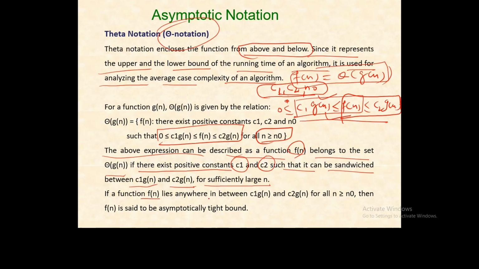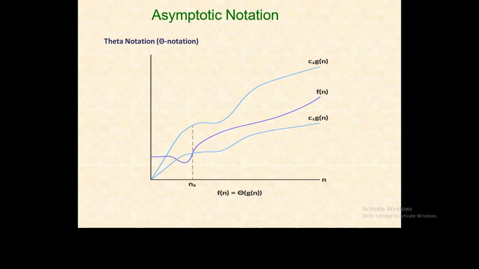If a function f(n) lies anywhere in between c1 g(n) and c2 g(n) for all n greater than or equal to n naught, then f(n) is said to be an asymptotically tight bound. It will be a tight bound. These bounds, big O notation, theta notation and omega notation, are all tight bounds. Okay, and this is the graphical, pictorial representation for theta notation.